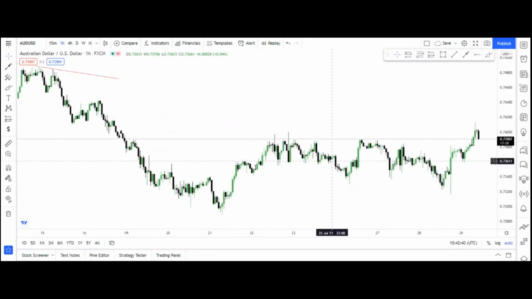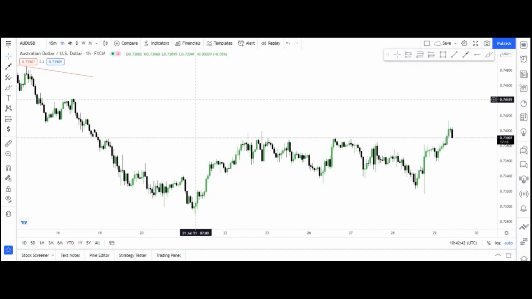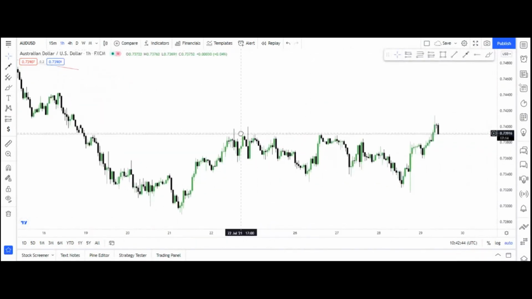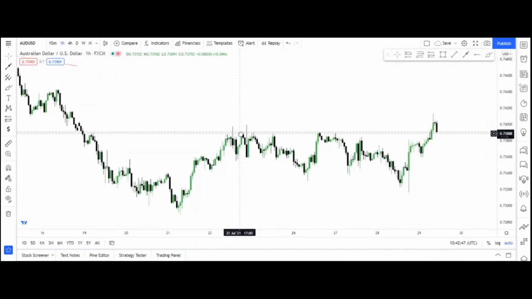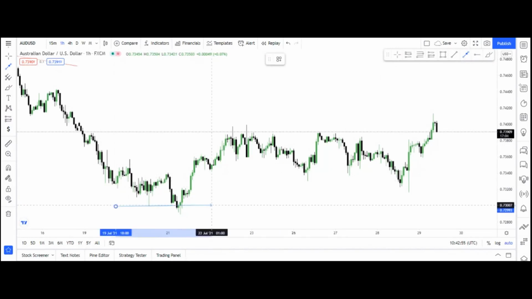Now, let's focus on this. We understand that we are going back up on AUD/USD. Now let's focus on that piece of price action we want. Okay, let's focus on that piece of price action. Now we had a stop hunt right here.